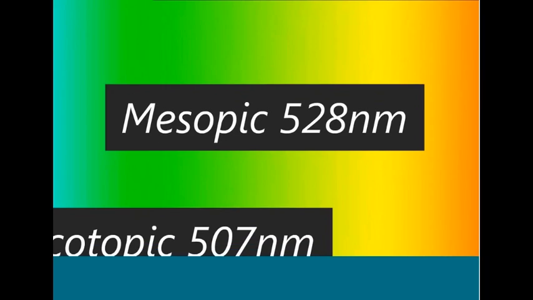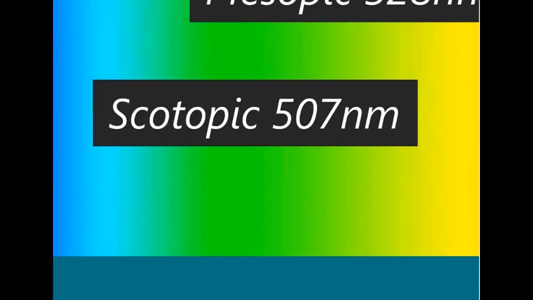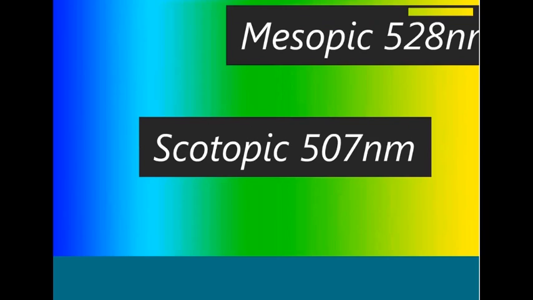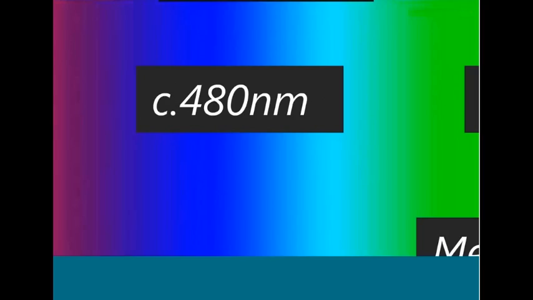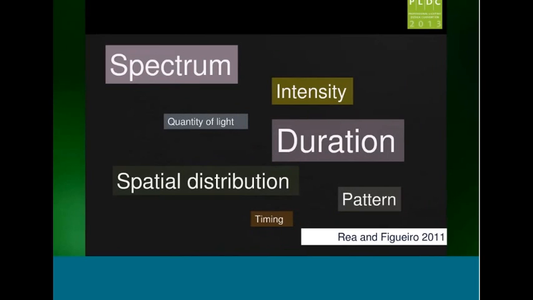But the non-image forming role of light, in terms of lighting recommendations, hasn't yet been characterized. But it's generally agreed that around the 480 nanometer area, so if you like, in the blue end of the spectrum, is where you also have a sensitivity curve. So quantity of light and spectrum are two key areas. We'll come back to that. Now, if it was only quantity of light and spectrum, it'd be relatively simple.